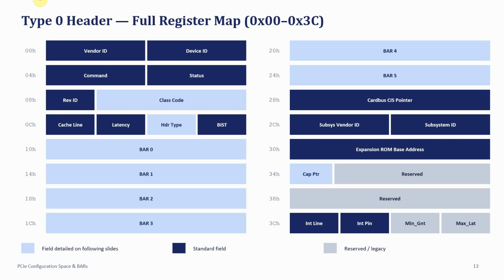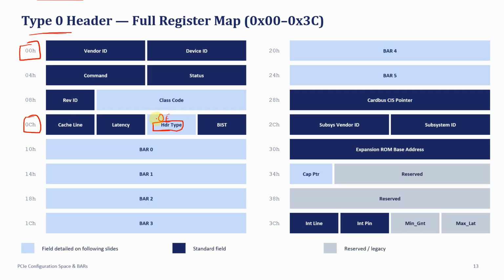So yeah, this is my type 0 header. These are the register fields which I'm going to have in my type 0 header. So first one is vendor ID, device ID, which is present in this particular address. And you can see at this particular offset address E, I'm going to have the header type.